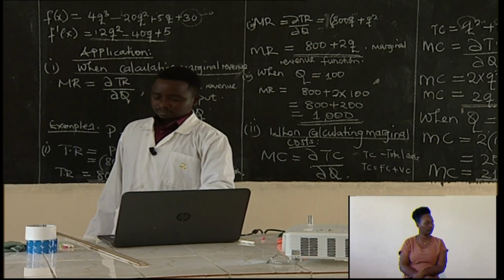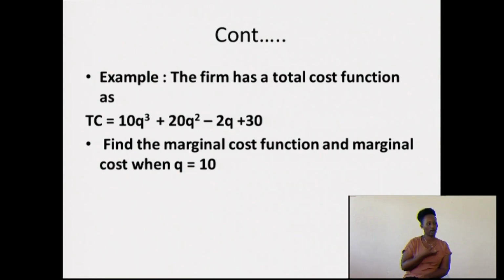I have this one which you can try out. We have example 2. The firm has a total cost function of that, so we can try to look at it very fast. The total cost function is 10Q cubed plus 20Q squared minus 2Q plus 30. They want us to get the marginal cost function and the marginal cost when Q is 10.